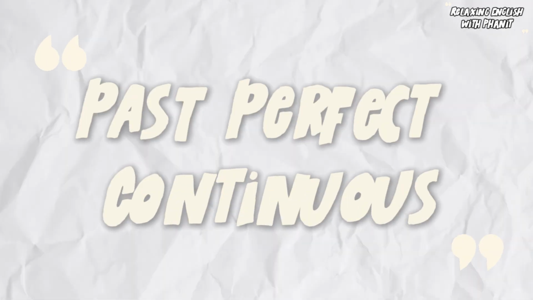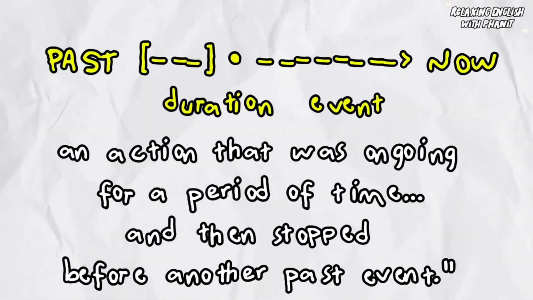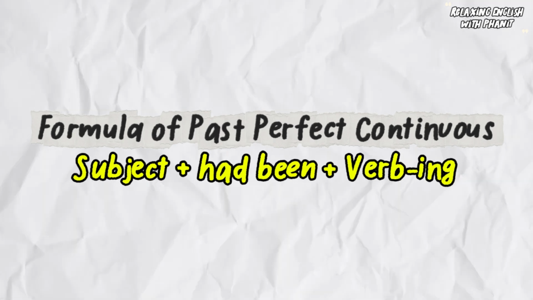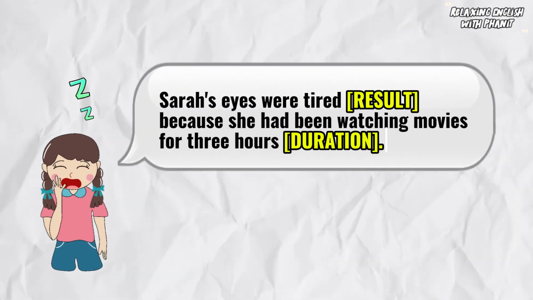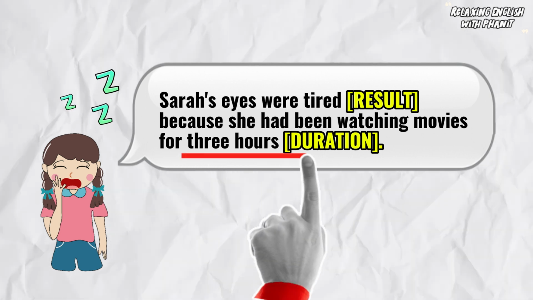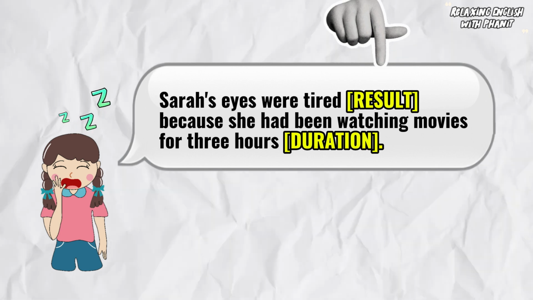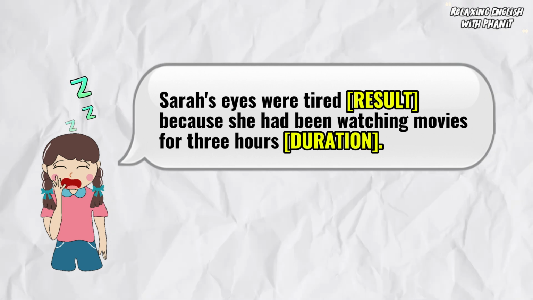Finally, we have the past perfect continuous. This one sounds complicated, but it's all about duration. It's for an action that was ongoing for a period of time, and then stopped before another past event. The formula is subject plus had been plus the verb with ing. For example, Sarah's eyes were tired because she had been watching movies for 3 hours. The key here is the duration, for 3 hours. It explains why her eyes were tired. It's not just that she watched movies, it's that she had been engaged in the continuous process of watching for a long time.